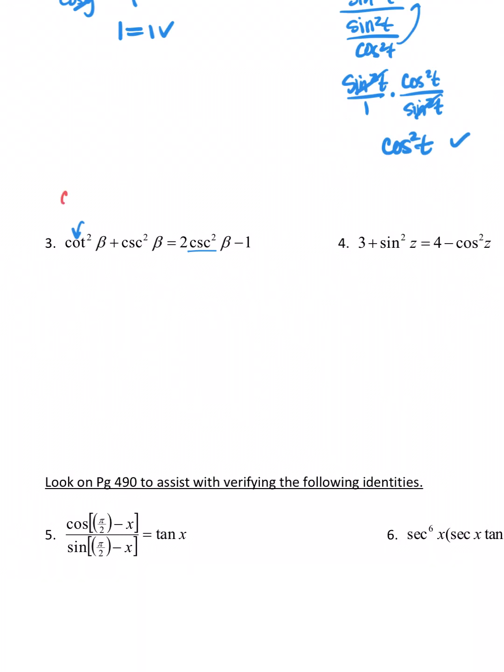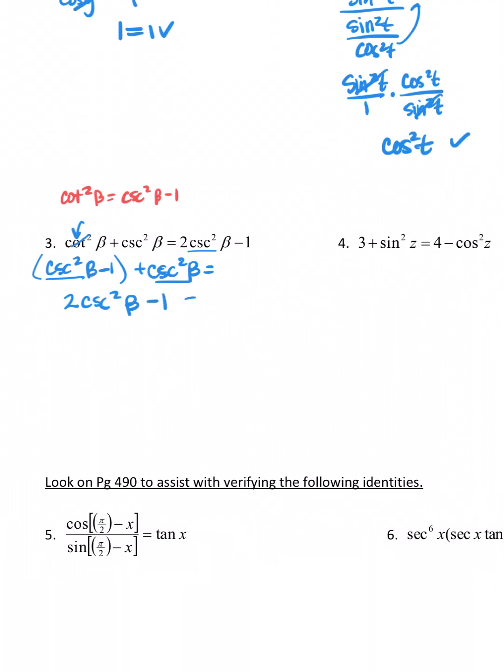And when you solve for cotangent squared, in this case beta, it would be cosecant squared beta minus 1. So I can just plug that in instead of cotangent. So I'm going to do cosecant squared beta minus 1 plus cosecant squared beta. Let's see what we get. Well, cosecant squared plus cosecant squared gives me 2 cosecant squared beta, and then I have a negative 1, and that's what I wanted on the right, so we're done.